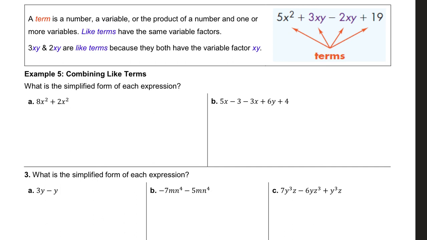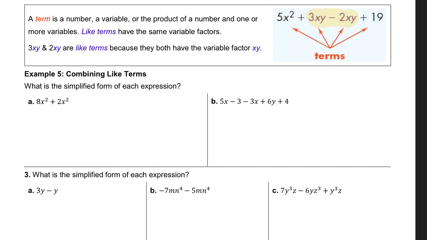So in this expression, 5x squared is a term, 3xy is a term, -2xy is a term, 19 is a term. And I'm going to highlight the like terms in this expression. 3xy and -2xy. Those are like terms because they have the same exact variables with the same exact powers on them. So 3xy, 2xy, I'm just looking at the x and the y. If either of those x's or y's were raised to different powers, those wouldn't be like terms. The variables have to be identical for the terms to be like terms.